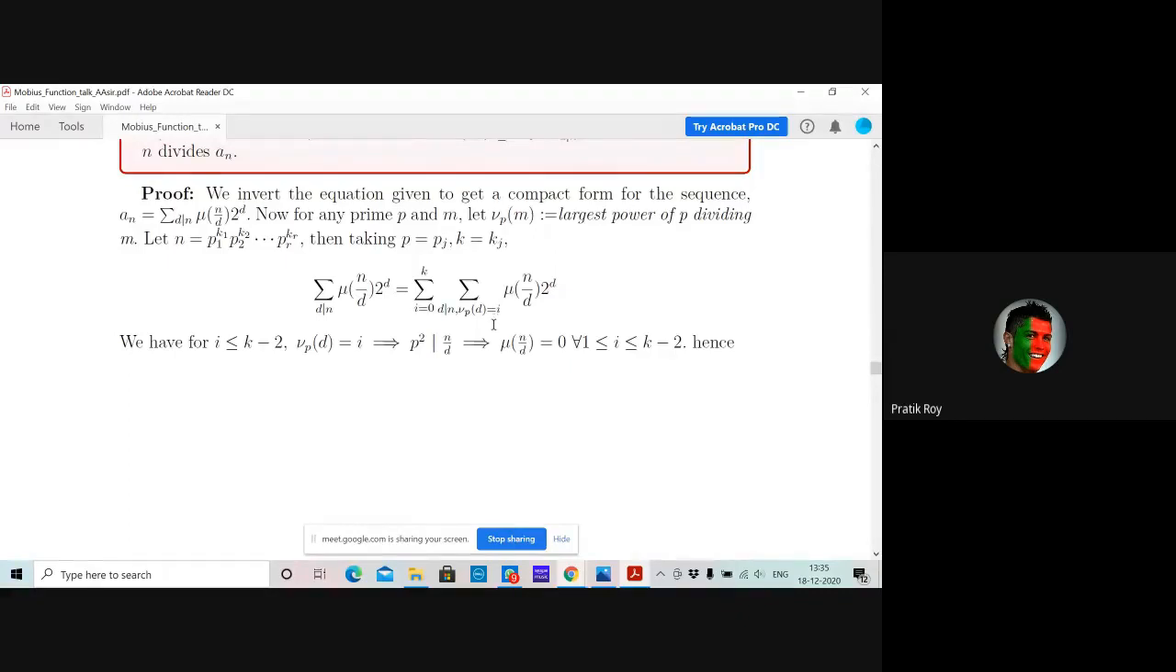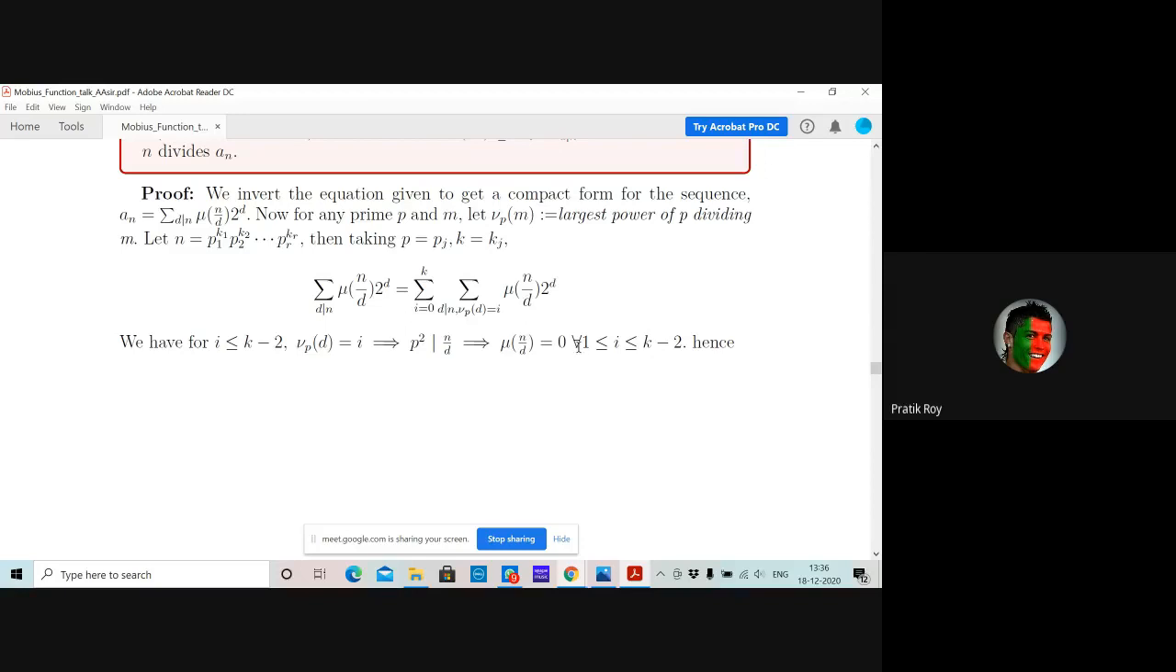Now I can see one thing here. If p square divides n by d, then mu of n by d must be 0. And that will be the case if i is less than or equal to k minus 2. Because if i is less than or equal to k minus 2, then I know that the power of p in d is less than or equal to k minus 2. So in n by d, the power of p will be at least 2. That means at least p square will divide n by d. So mu of n by d will be 0.